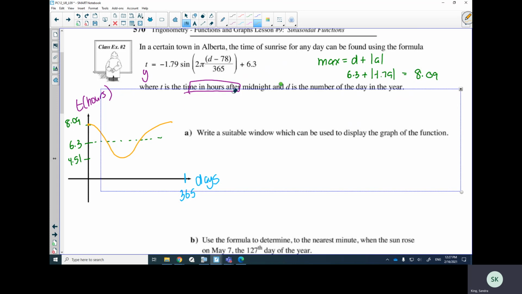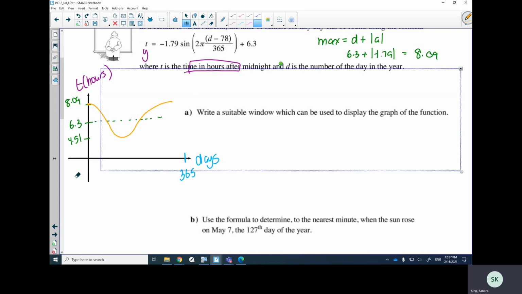I'm going to explain what this time in hours after midnight means. This would be 4 hours after midnight. This would be 6 hours after midnight. So midnight is 0. This here is midnight. Midnight is 0. So this midline is at 6 a.m., just past 6 a.m., right? The latest the sun rises is at 8 a.m., right? That's the latest the sun rises at this town in Alberta.